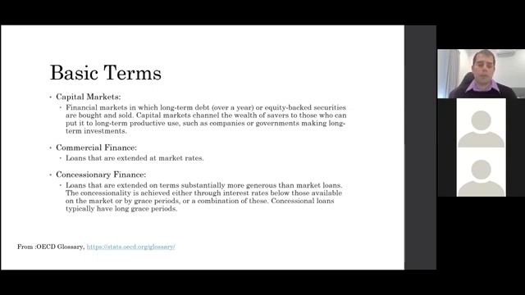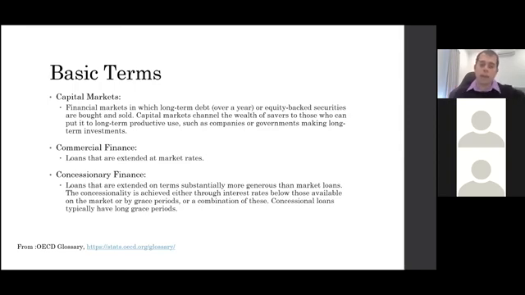The other 2 things that we want to talk through are commercial finance relative to concessionary finance. So when we talk commercial finance, we're really referencing loans that are extended at market rates and are probably over a shorter period of time or tenor, which is the other way to describe the period of time, than concessionary finance.